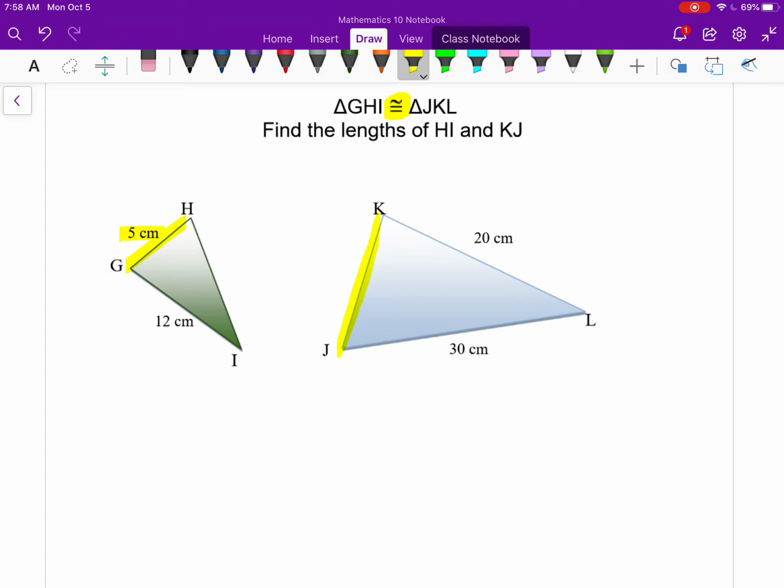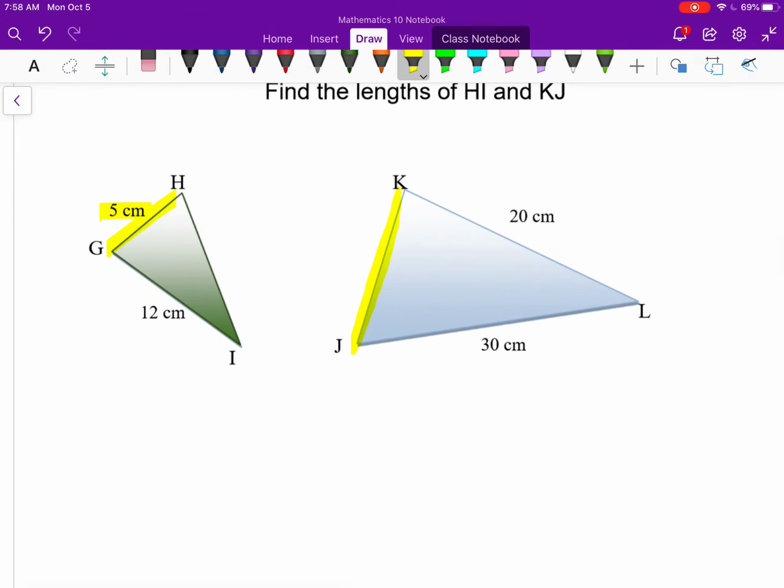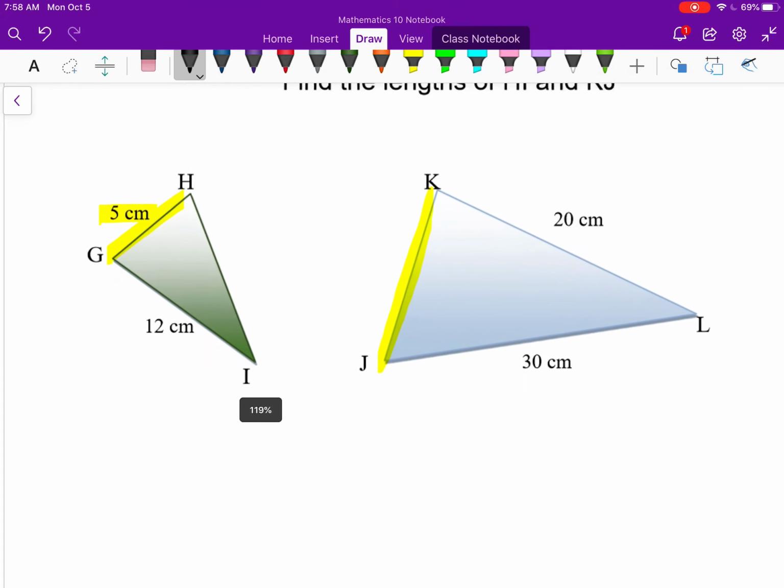Okay, well, how else do these sides correspond? Because it's hard, because sometimes the triangles are rotated around and whatnot. Well, one thing that's sometimes helpful is to look at these angles here.